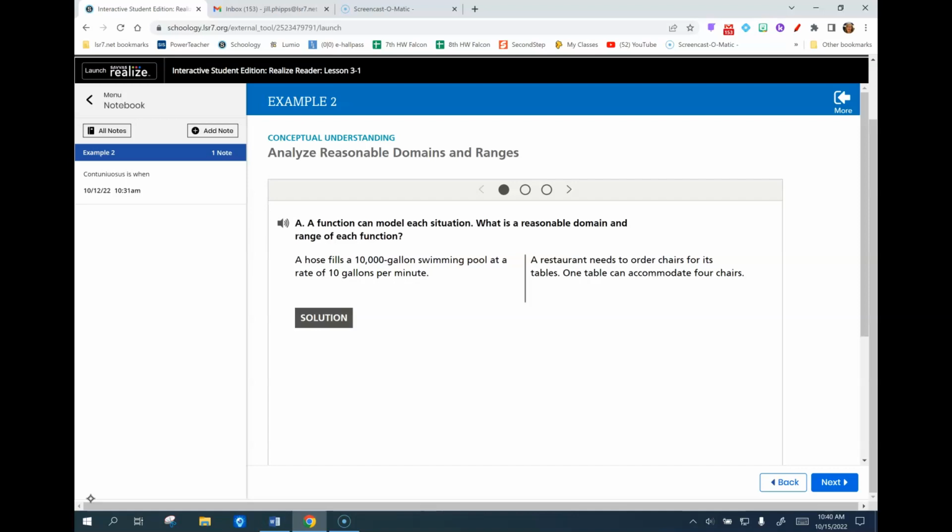Analyze reasonable domains and range. So a function can model each situation. What is a reasonable domain and range of each function? Okay, so a hose fills a 10,000 gallon swimming pool at a rate of 10 gallons per minute. So what would be reasonable? So think about that. What is a reasonable domain? Meaning, what could I have as input values? What could my x values be?